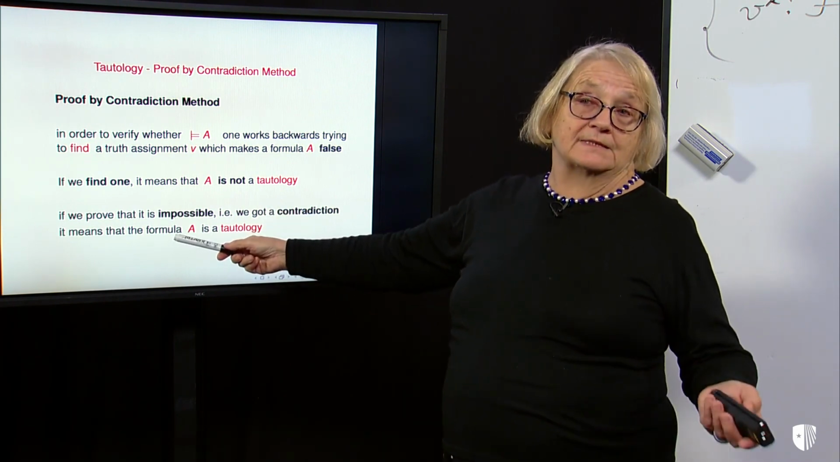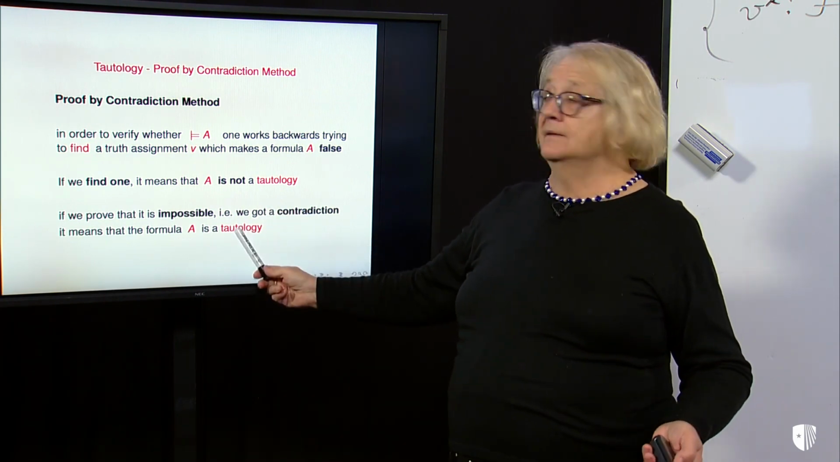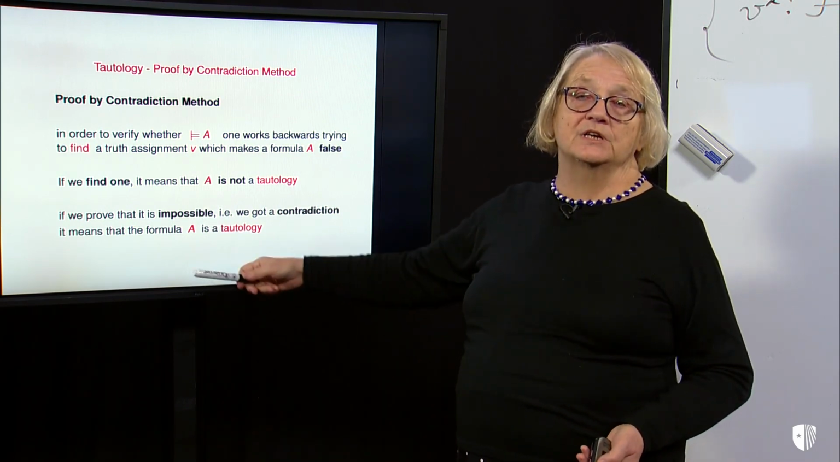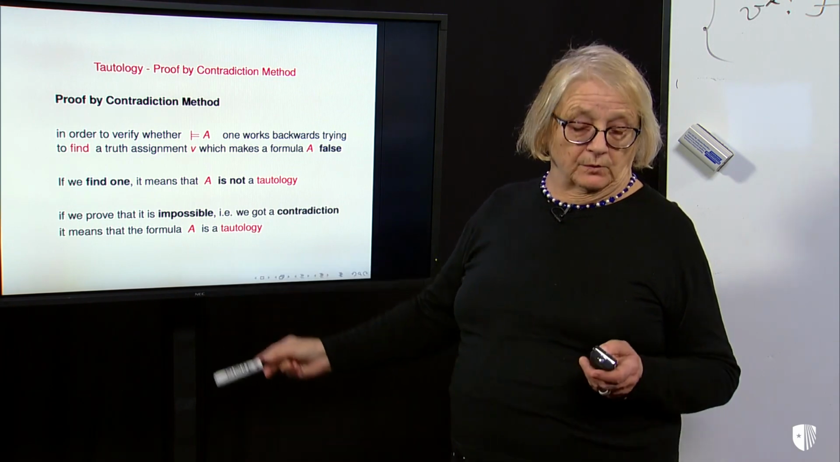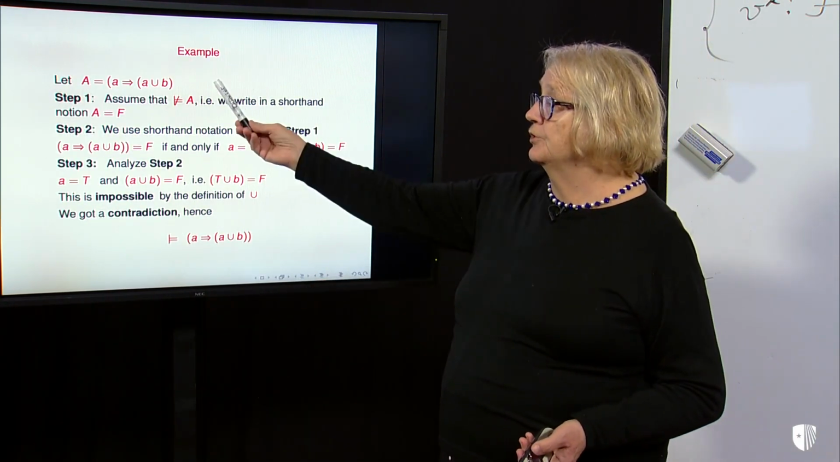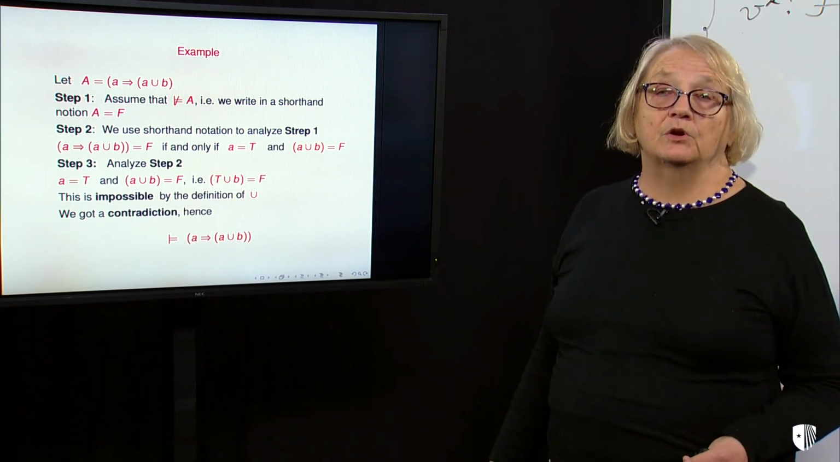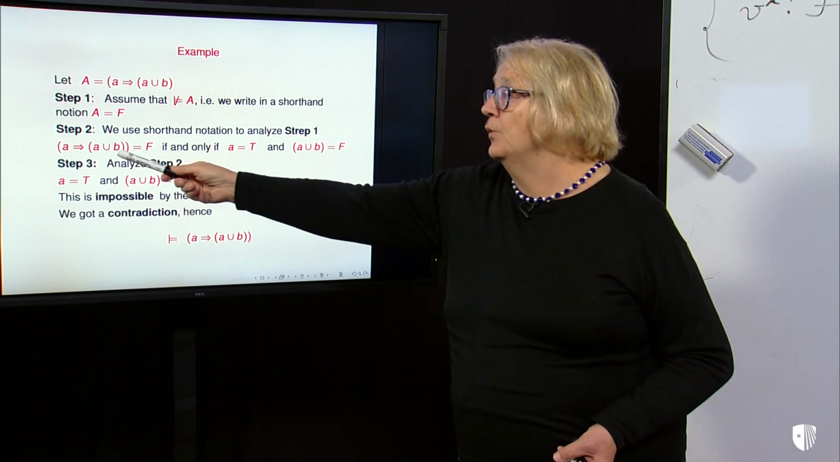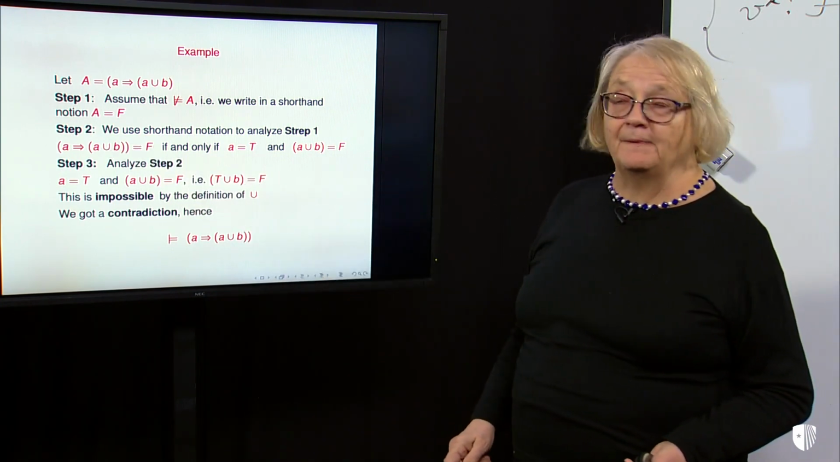If we prove that it's impossible, we get a contradiction. Impossible means we get a contradiction. So we know that the formula is a tautology. For example, you have a formula and we want to find out whether it is a tautology. So assume that it's not, which means we evaluate it to F.